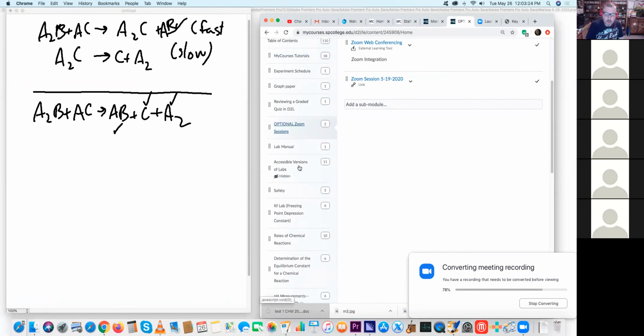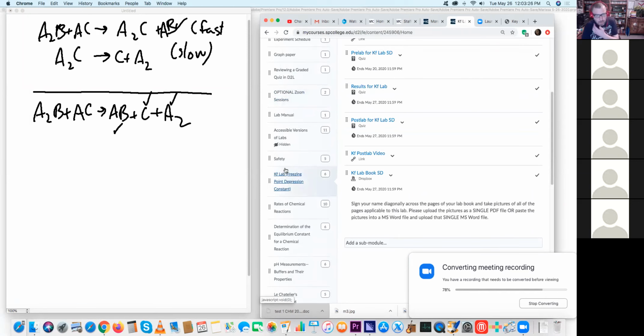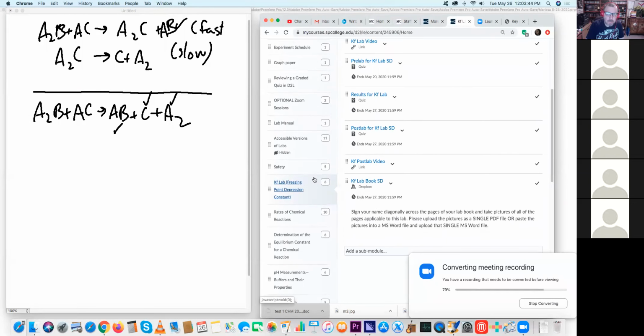All right, let's look at the KF lab first. I want to see if anybody had any questions about the KF lab before we get started here. Any questions? I had asked about the post-lab questions. How important are those going forward? Because they seem to be a lot of taking what you know and applying it to other scenarios. No, I wouldn't say that they're going to be that applicable to later work. They are applicable to the lab you just did, but that's about it really.